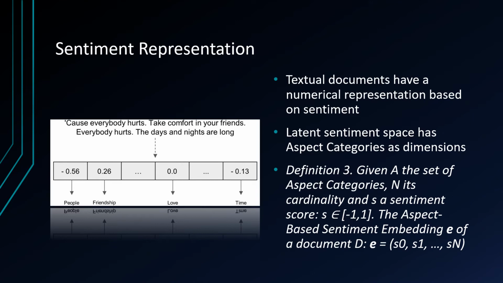Thus, we introduce the following definition. Given the set of aspect categories A, N its cardinality, and S a sentiment score, the aspect-based sentiment embedding E of document D is an n-dimensional vector whose elements match the sentiment scores computed for each aspect category on that document. In the picture, we can see an example of a sentiment embedding obtained processing the lyric of the song Everybody Hurts by R.E.M. Non-zero values identify the aggregated sentiment scores of aspect categories that the song speaks about.